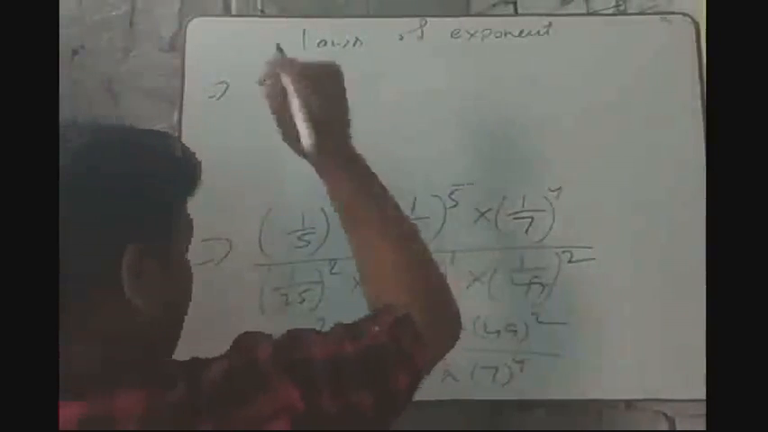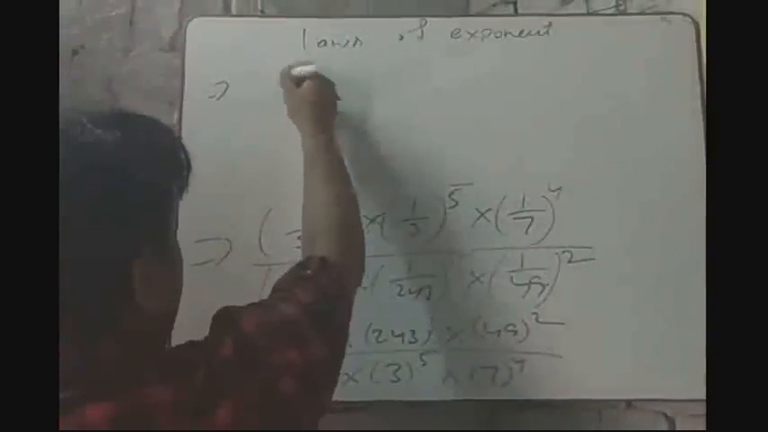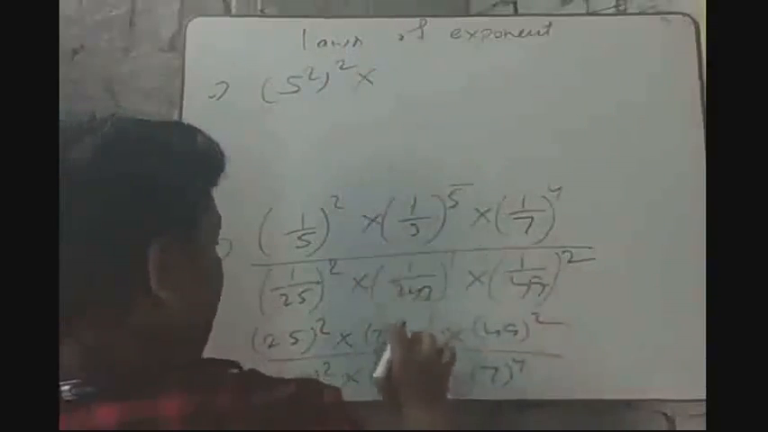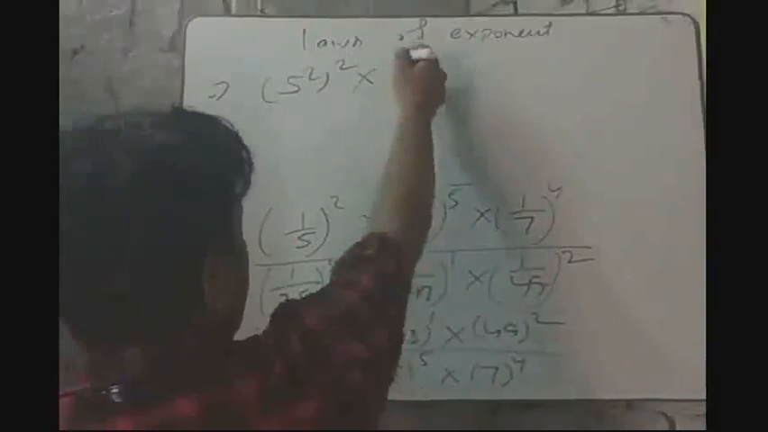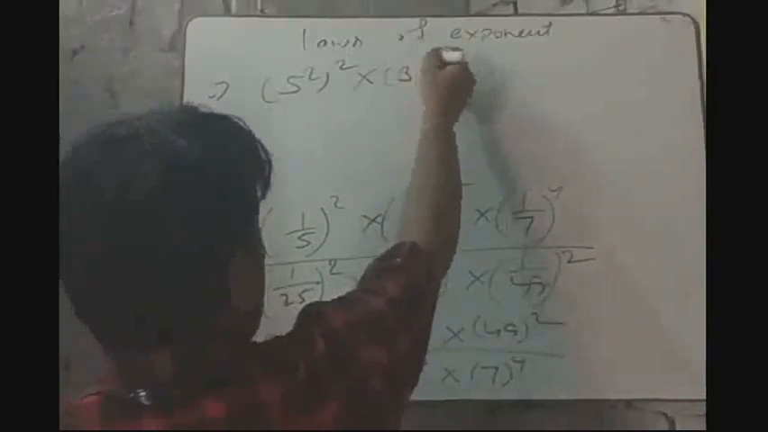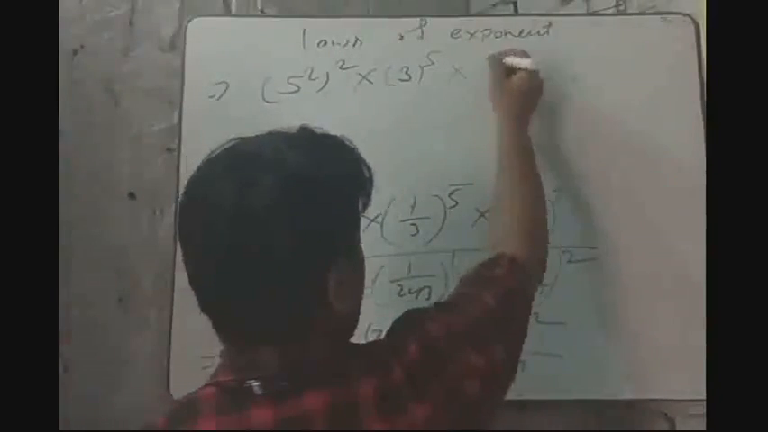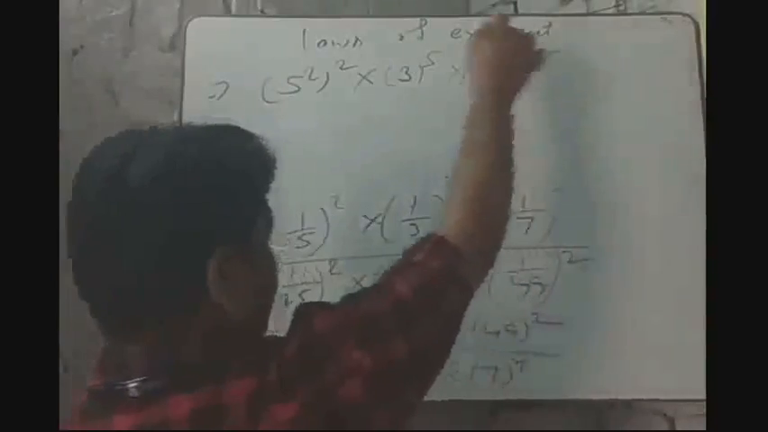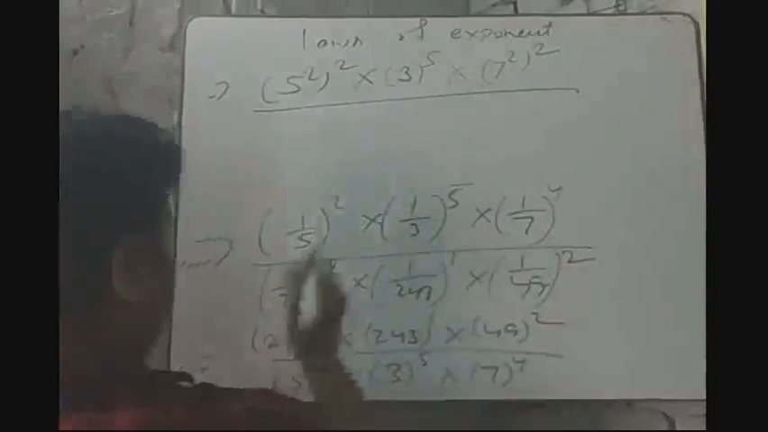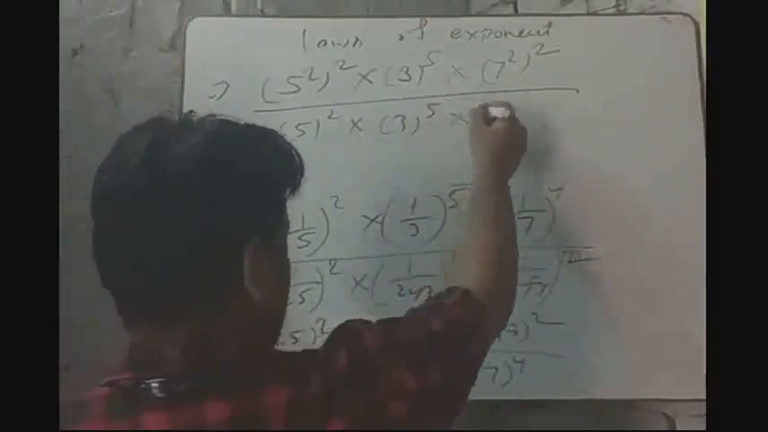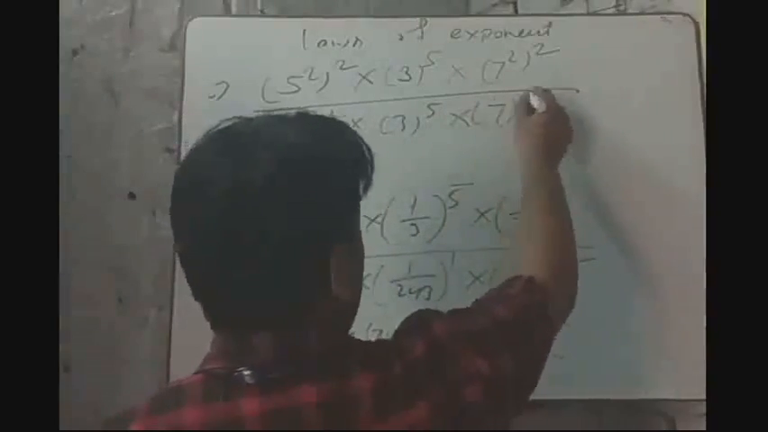See, the value is written 25 to the power 2. We can write it like this, 5 to the power 2 to the power 2. Here we can write in terms of 3 to the power 5. And 49 we can write as 7 square to the power 2. By it is reduced, the value is 5 to the power 2, 3 to the power 5, and 7 to the power 4. Now, see.